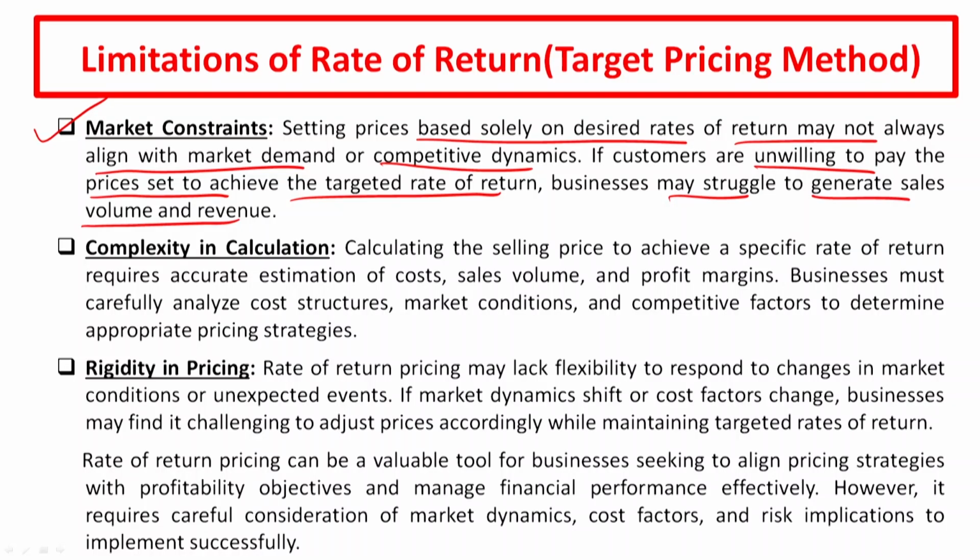So the biggest limitation is that market constraints are not considered in this rate of return method. The second is complexity in calculation. Calculating the selling price to achieve a specific rate of return requires accurate estimation of cost, sales volume and profit margins, which means a lot of calculation needs to be done, and deciding it in a very precise way is a very tough task.